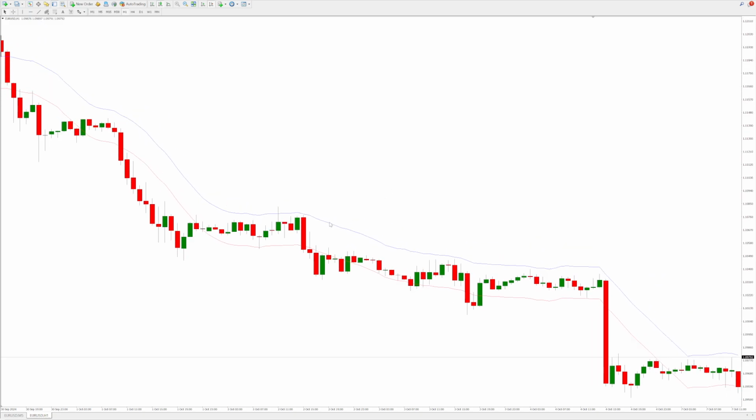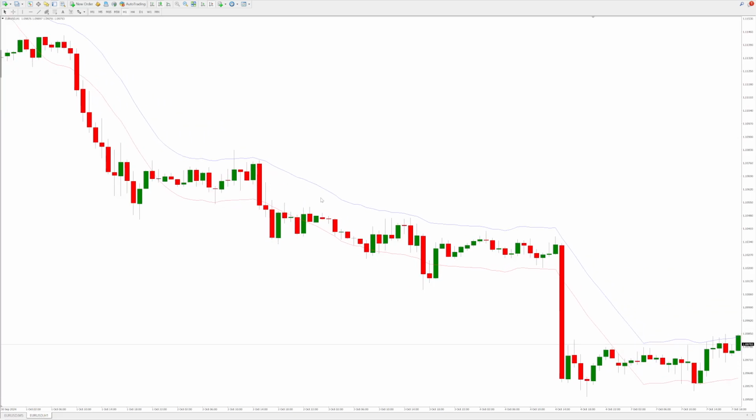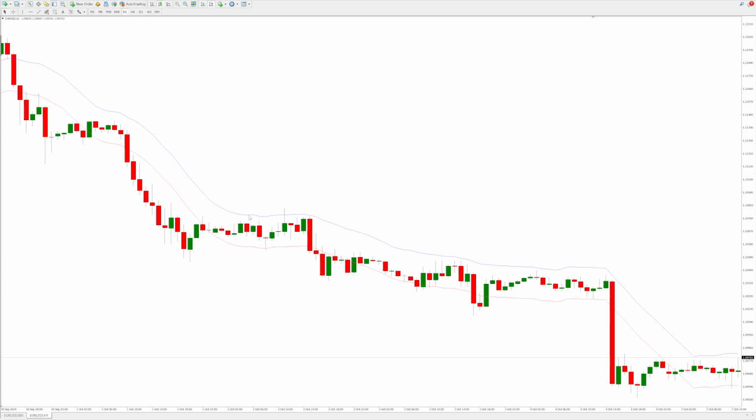So the envelopes indicator you can see here on the chart has an upper band and a lower band, or the upper envelope and lower envelope. And basically the main thing we're looking for is price to be on either side of the upper envelope or the lower envelope.